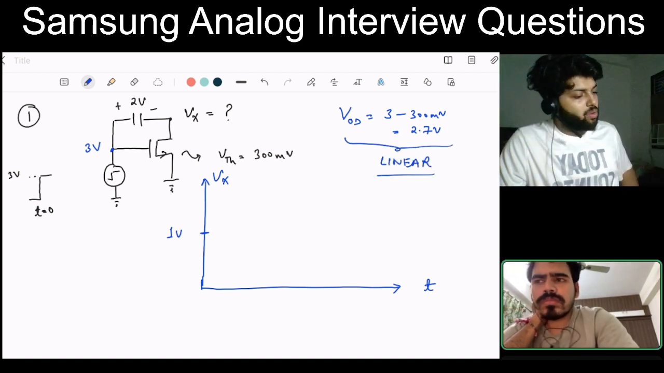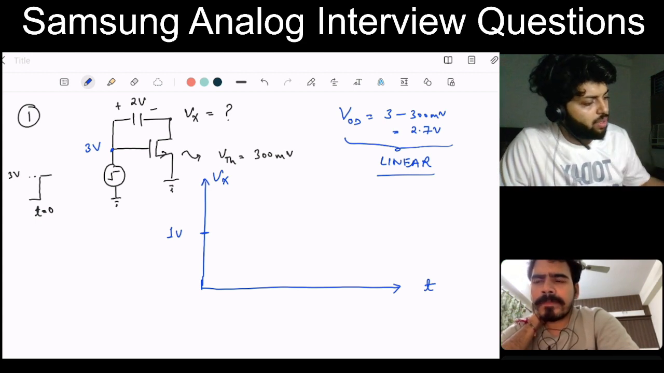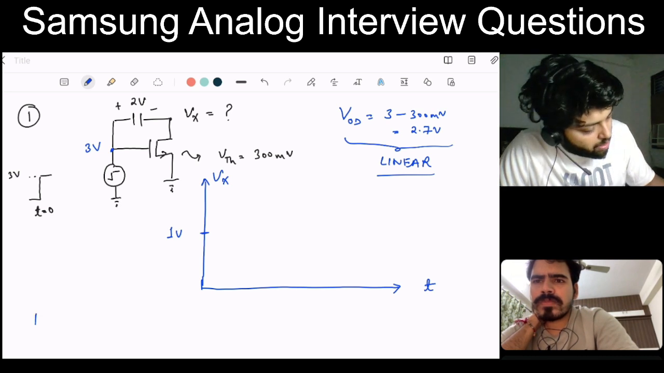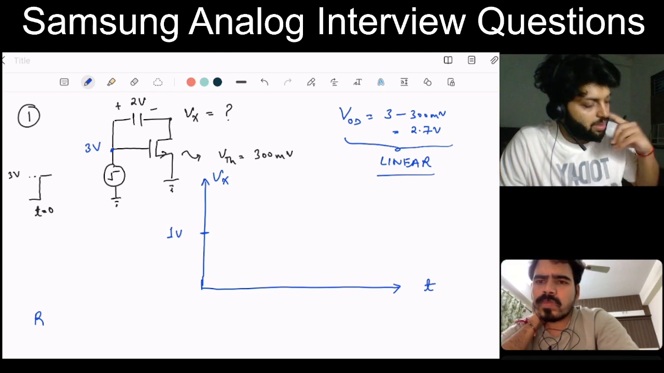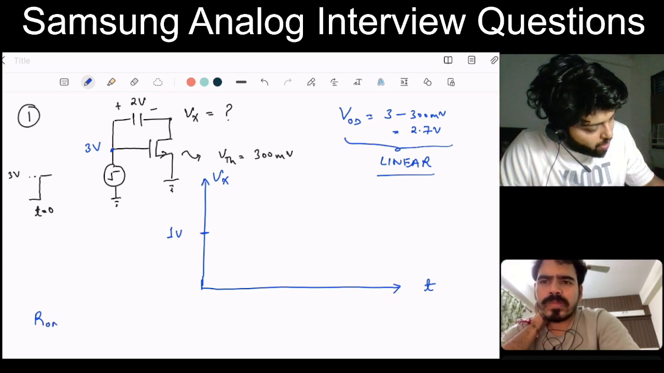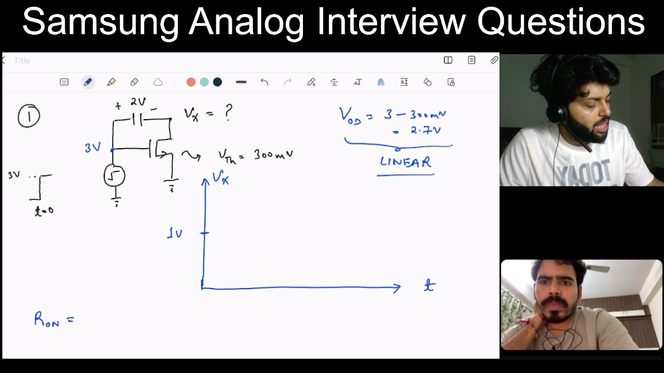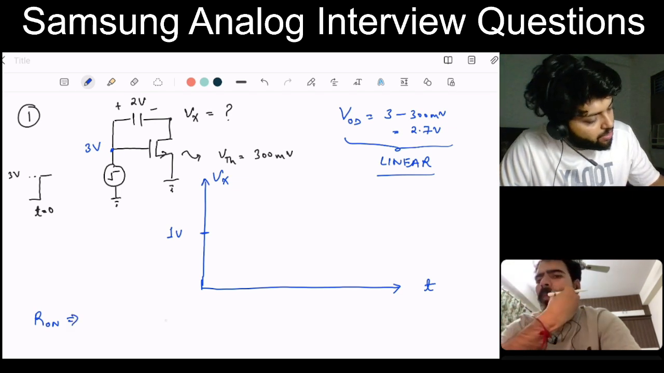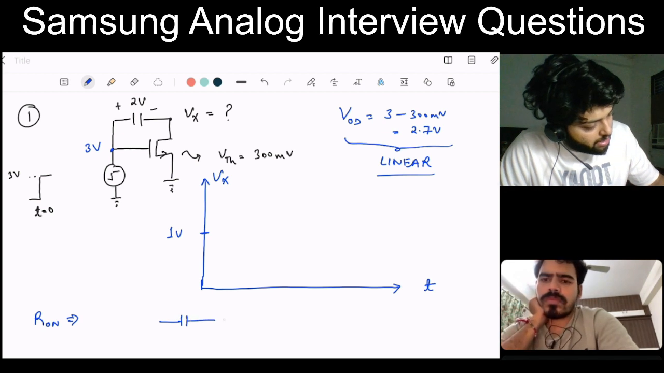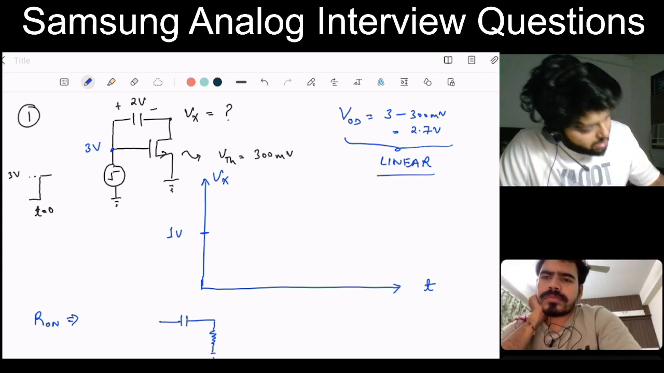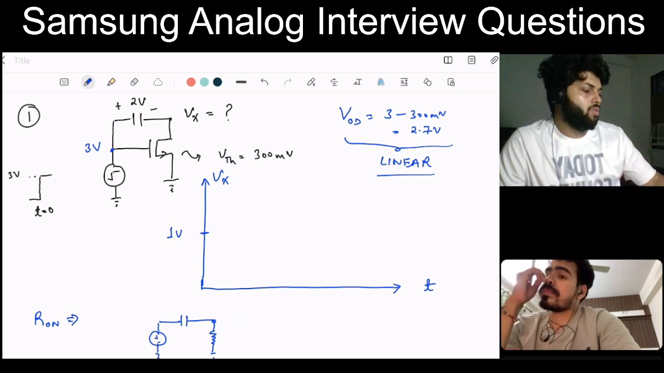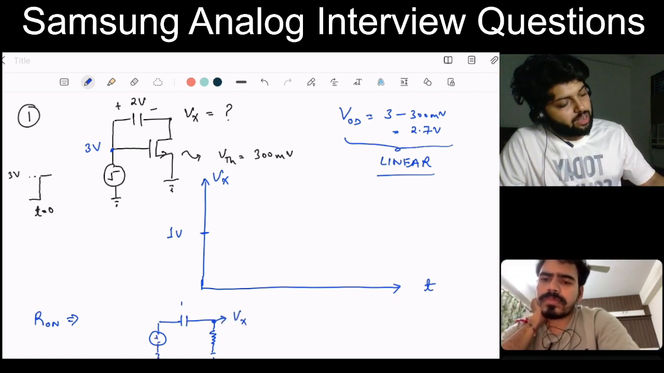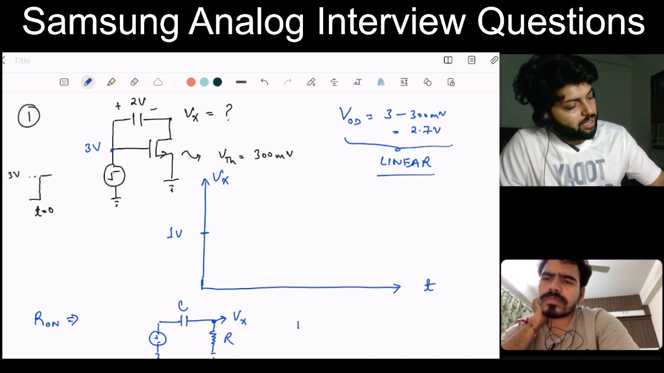Now we know that we can always derive the R on for the linear region, because in linear region this MOSFET acts like a resistor. If we know the R on, this circuit will behave like a high pass filter. The capacitor is there, then the resistor, and we have given some voltage over here and have to draw the voltage over here. So it is acting like a high pass filter.